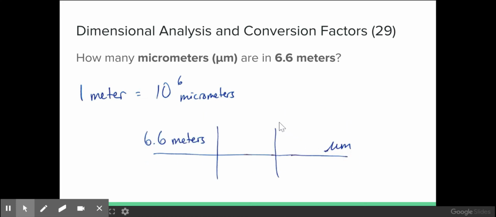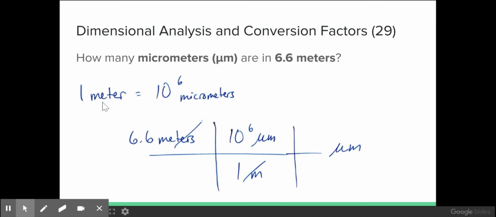I draw myself, it almost looks like a little bridge. This long bar here means division. Every time I hit one of these horizontal bars, that means multiply. I'm leaving a space for my answer with the correct units of what I want in my final answer.